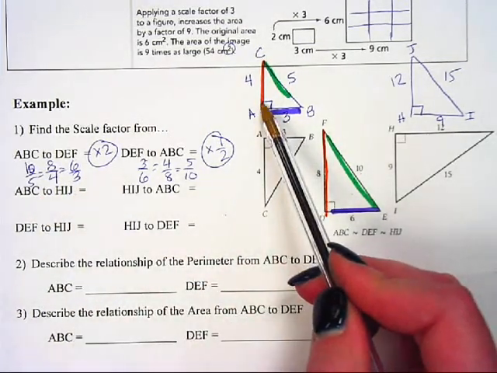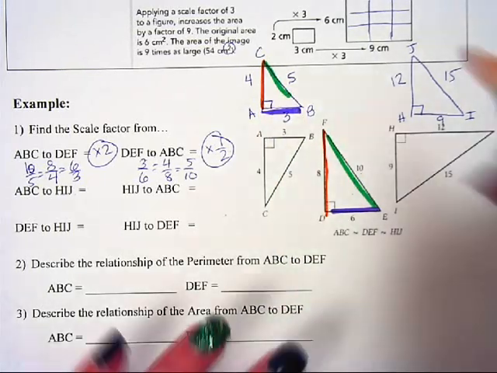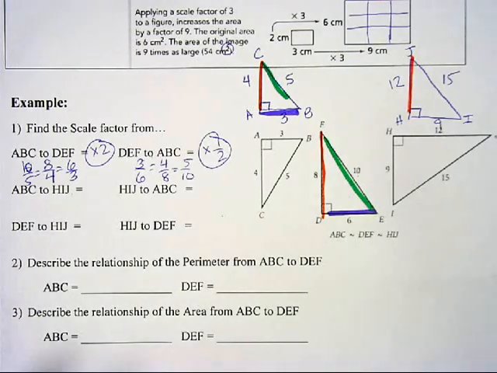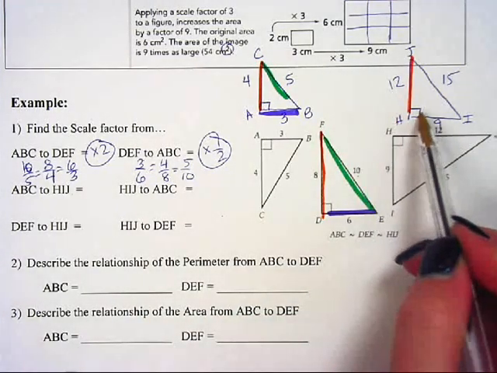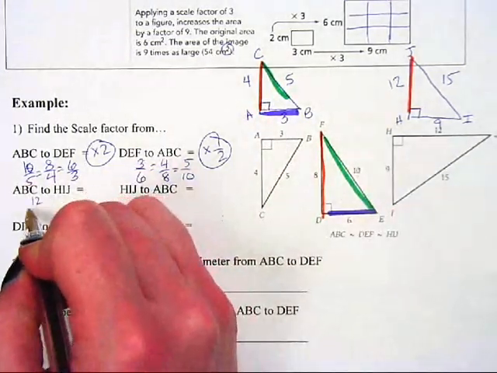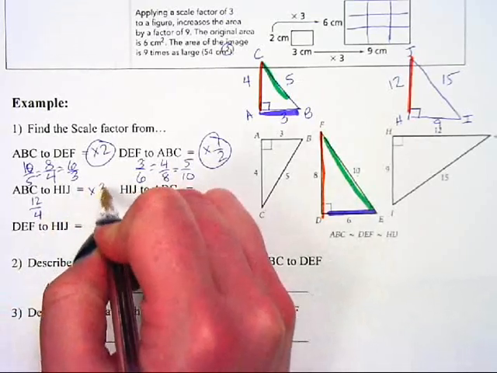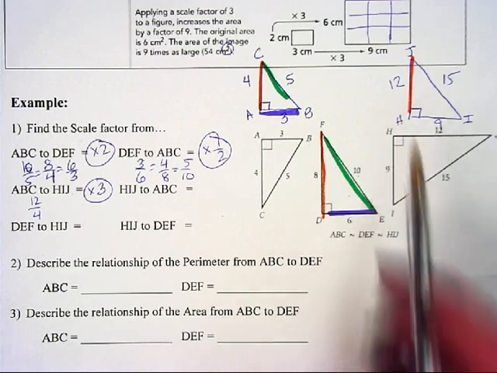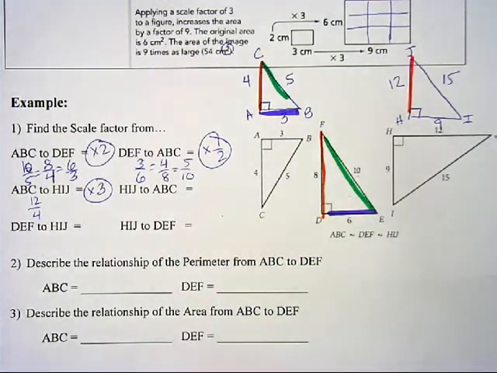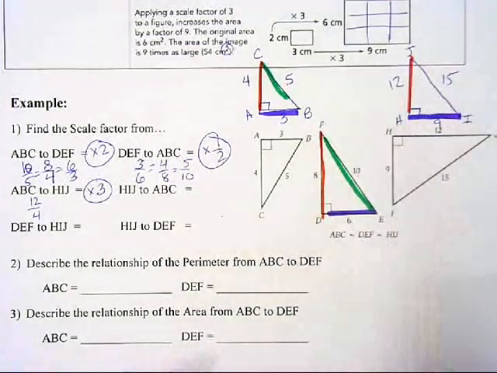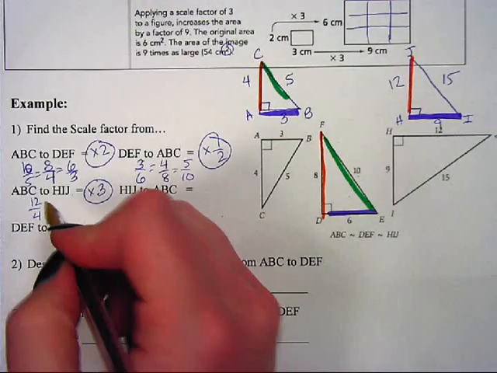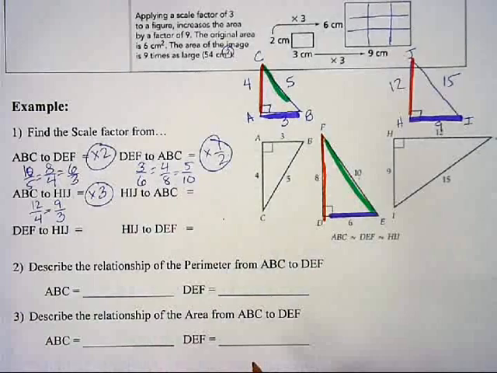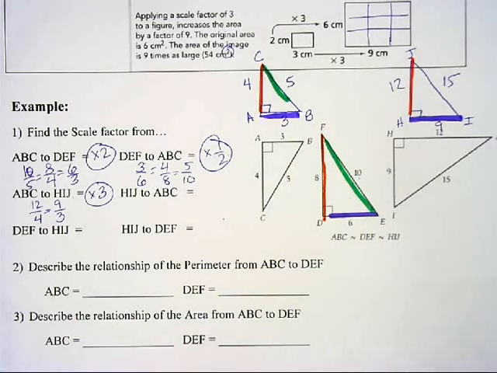So my orange color, AC, corresponds to HJ, which is 12. My image is 12. My new was 4. So my scale factor is times 3. It's getting bigger. But let's double check, make sure those other sides work out to be the same. So side 3 corresponds to side 9. The new is 9. The original was 3. 9 divided by 3 is also a scale factor of 3.